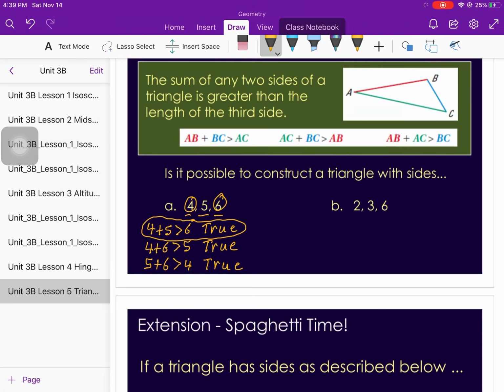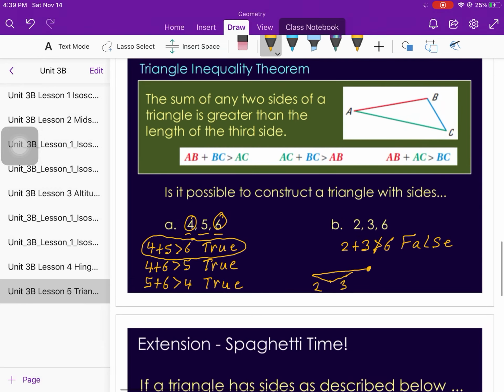All right, so let's look at B. If you look at B, if we start out with the first 2 sides, 2 plus 3 in comparison to 6, 2 plus 3 is not greater than 6. That is false. If you think of it, that's like trying to construct a triangle where if this side is 2 and this side is 3, make it a little longer, our third side, to get it to be exactly 6, it would actually be too long.